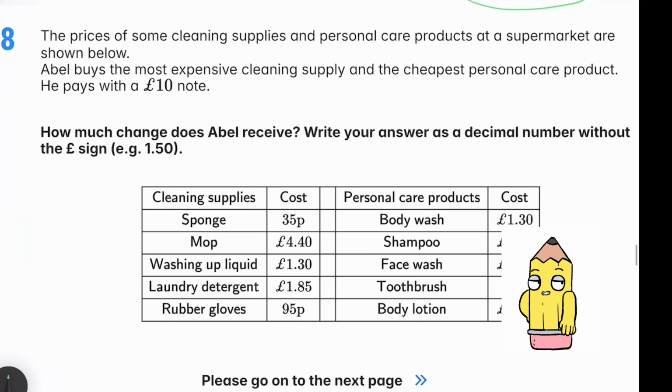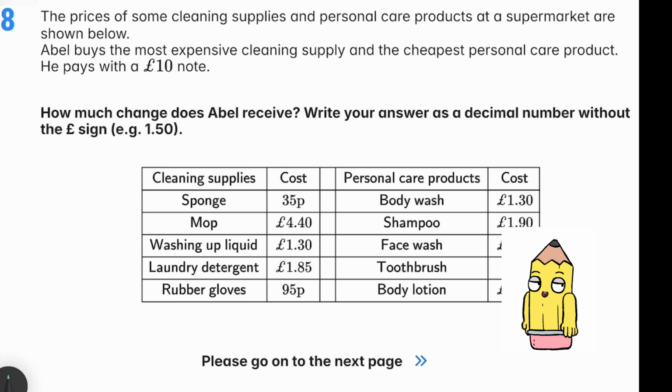Okay, question 18. The prices of some cleaning supplies and personal care products at a supermarket are shown below. Abel buys the most expensive cleaning supply and the cheapest personal care product. He pays with a £10 note. How much change does Abel receive?